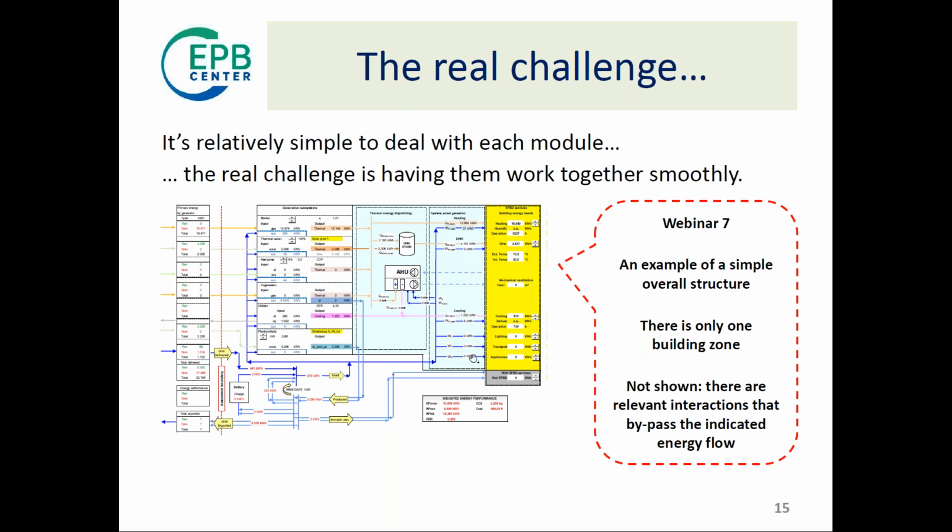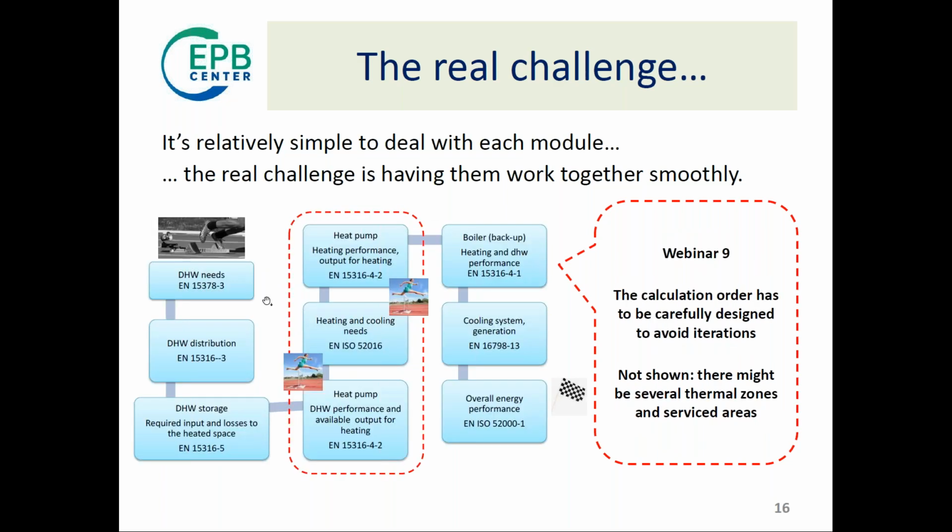There are some relevant interactions by-passing indicated energy flow. So just to say, the real challenge was really this kind of thing. It's relatively simple to deal with the module, but you need to have them working smoothly together, even if you change the configuration of the system. And this was an example.